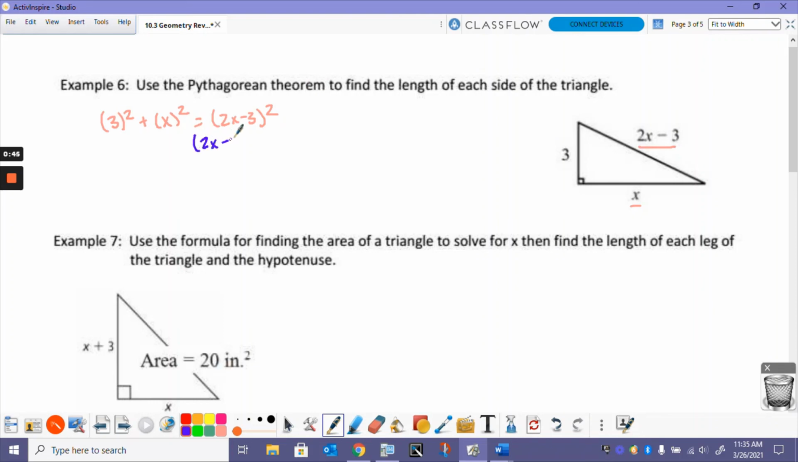So this is (2x minus 3) times (2x minus 3). 3 squared gives us 9. x squared stays the same. And then we FOIL this out. So 2x times 2x gives us 4x squared. 2x times negative 3, negative 6x. Negative 3 times 2x, negative 6x. And negative 3 times negative 3 gives us positive 9.